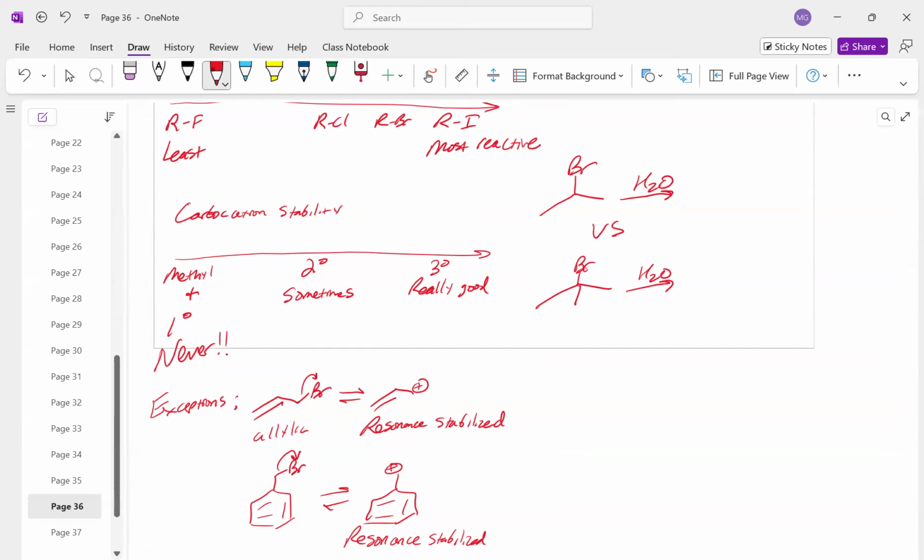Well, again, what I'm comparing is once that leaving group leaves, how stable is the carbocation? This would form a secondary and this would form a tertiary. So forming a tertiary is much faster. The activation energy is much lower for forming a tertiary carbocation than forming a secondary carbocation.